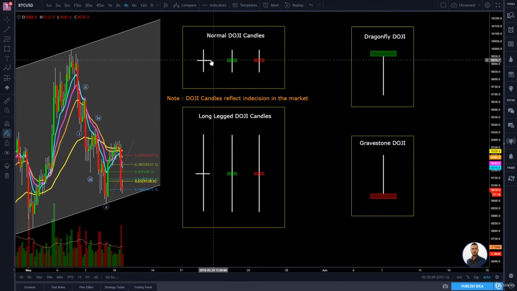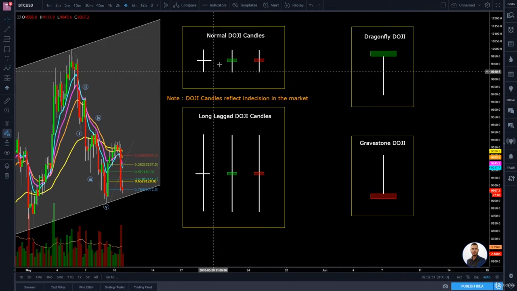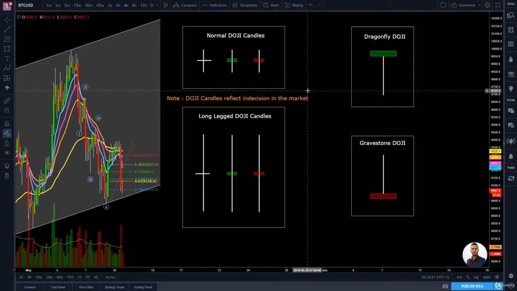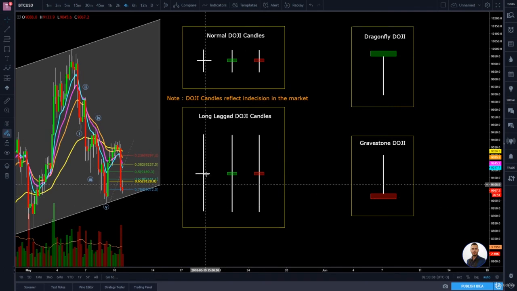The length of the upper and lower wick can vary, and the final candlestick looks like a cross or a plus sign. Any bullish or bearish bias is based on preceding price action and future confirmation. Doji candles often imply indecision in the market. The long-legged doji have long upper and lower wicks that are almost equal in length. These doji candles reflect a huge amount of indecision in the market.